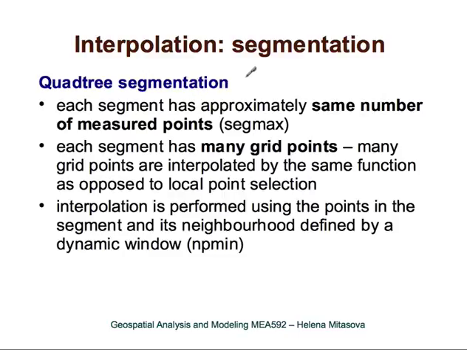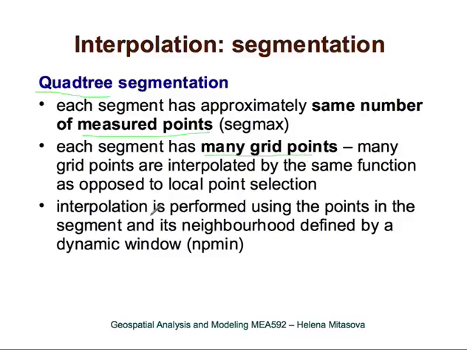Another approach to localizing the interpolation is quad tree segmentation. This quad tree segmentation is based on creating segments from the data points that have approximately the same number of measured points. And with this approach, we are creating segments that include not only many input points, but also many grid points. So we have a set of grid points that are interpolated with the same interpolation function, as opposed to the local search, where only one point is interpolated with the same interpolation function.